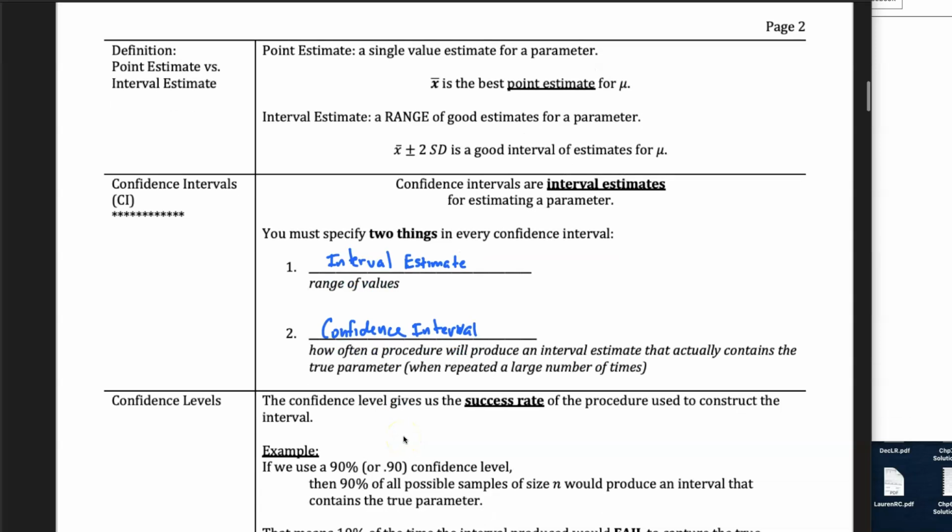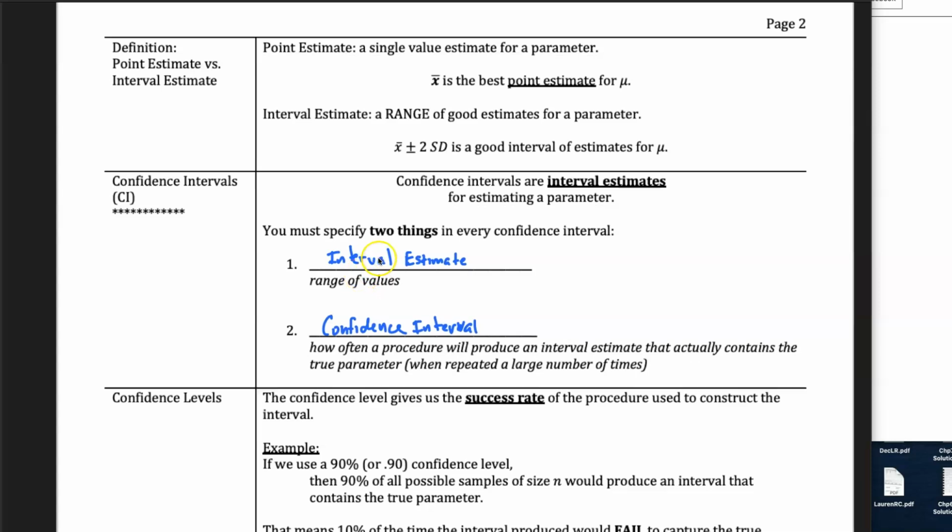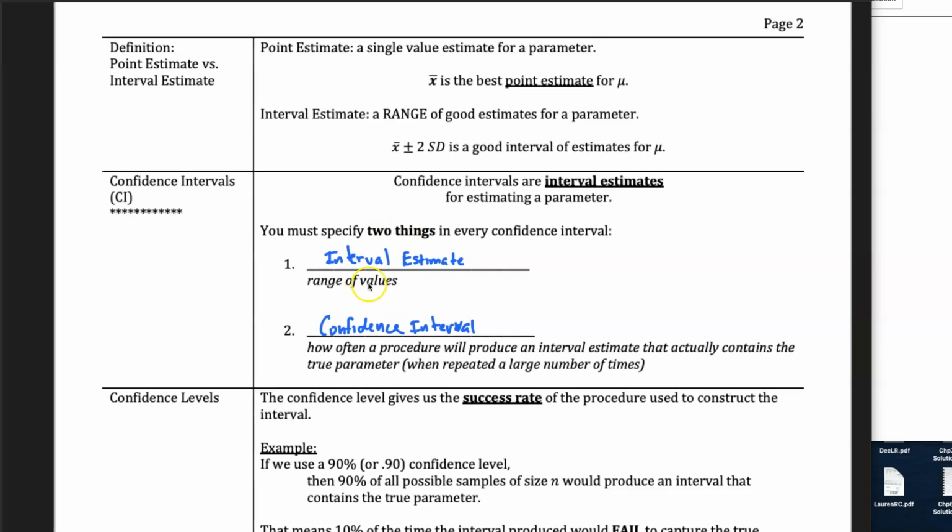So what are we talking about with a confidence interval? What is actually this thing we're looking to calculate? Here's kind of the definition of a point estimate versus an interval estimate.